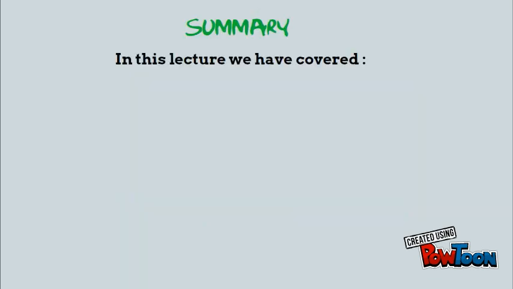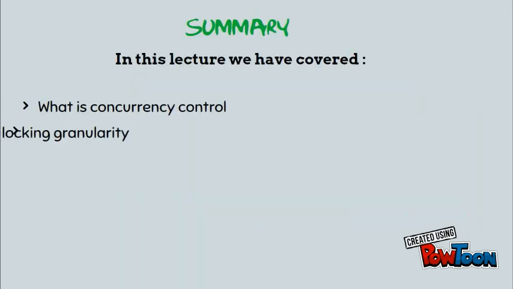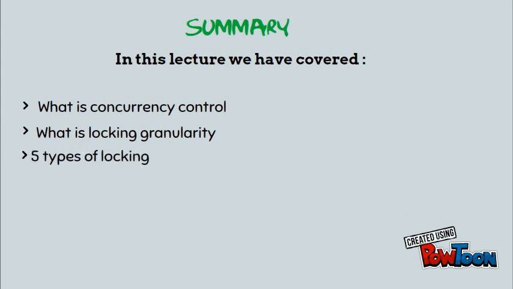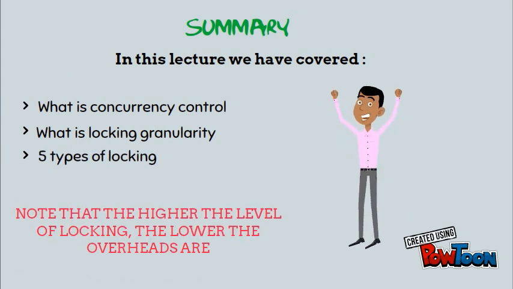In this lecture, we have covered what is concurrency control, what is locking granularity, and the five types of locking. Note that the higher level of locking, the lower the overheads are.